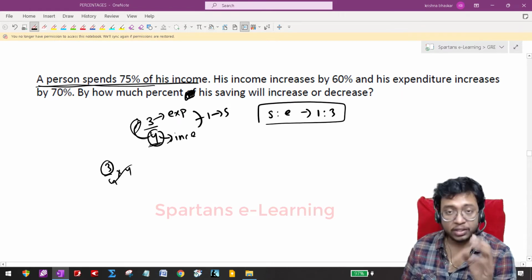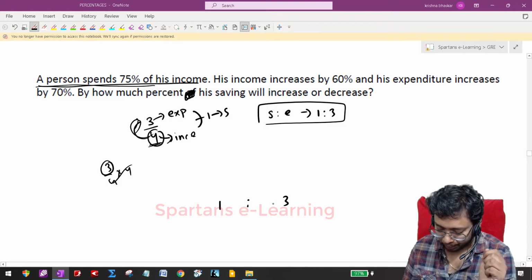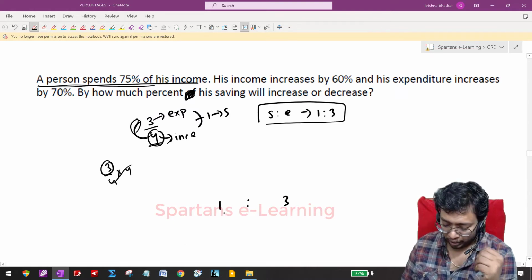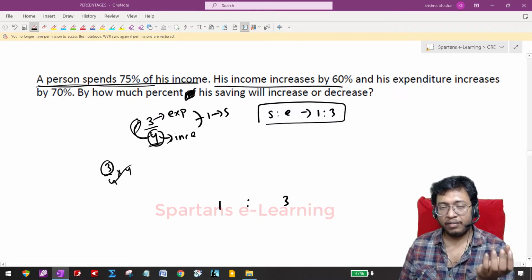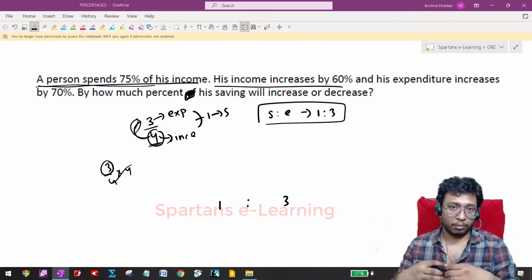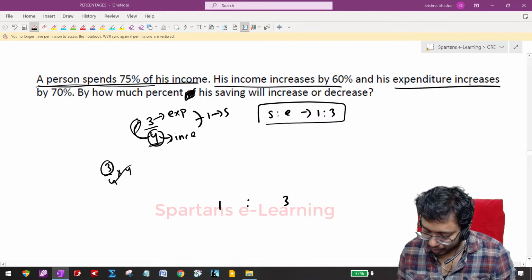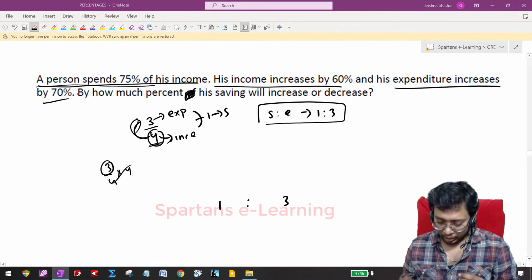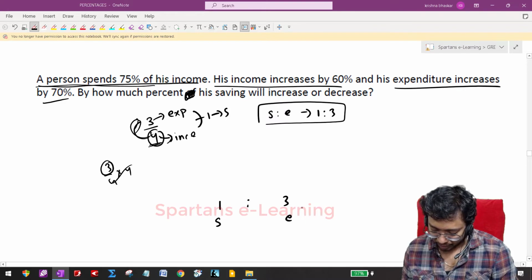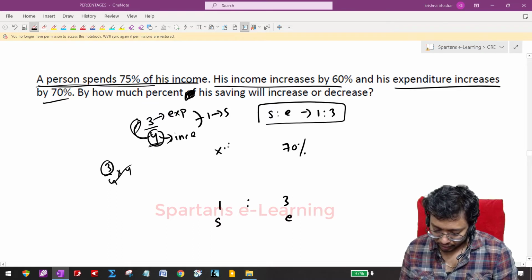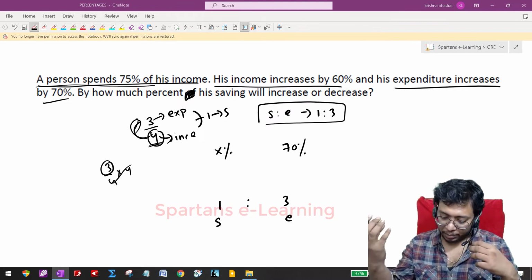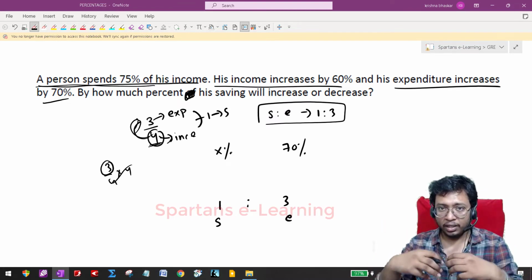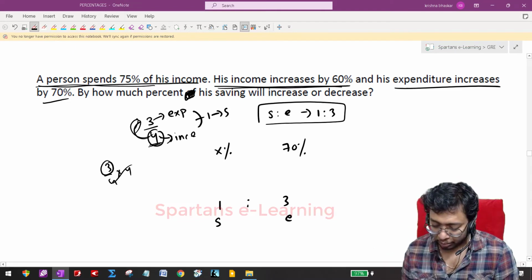So if I take savings to expenditure, it will be 1:3, right? What is my savings now? His income is increased by 60%. Savings plus expenditure, when you mix, you get income, right? Now his expenditure is increased by 70%. You don't know what his savings percent increase or decrease is, let it be X. When savings percent change and expenditure change are clubbed together, you get the income increase. That's what is given, income increase by 60%.